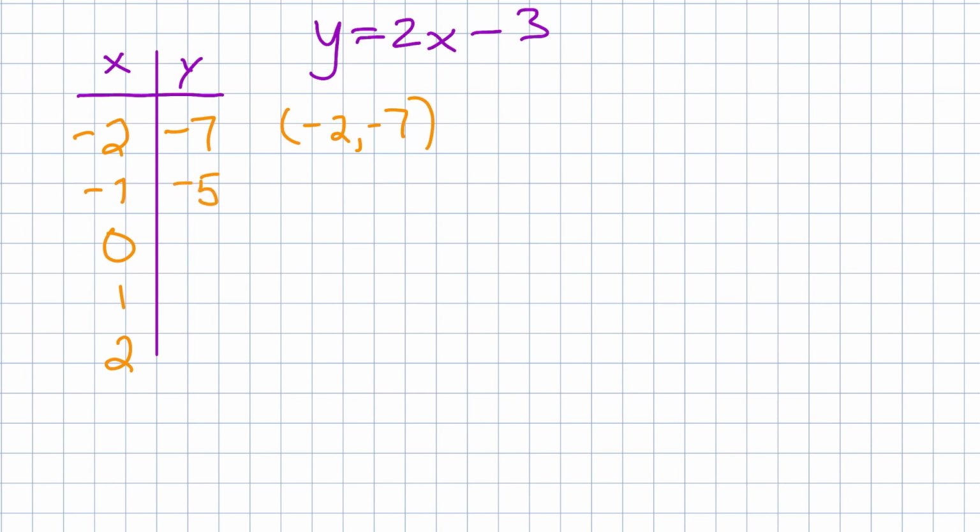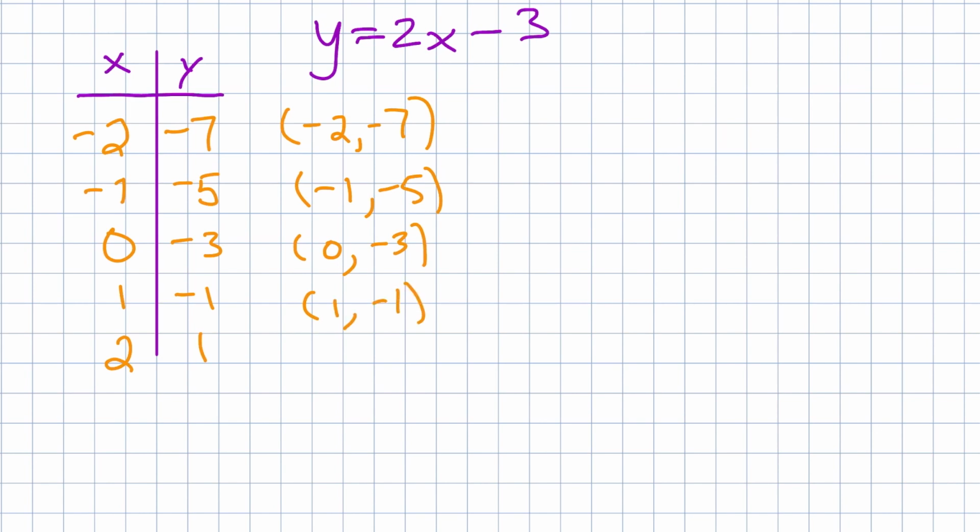When I plug in 0, 2 times 0 is 0, minus 3 is negative 3. When I plug in 1, 2 times 1 is 2, and 2 minus 3 is negative 1. And finally, when I plug in 2, 2 times 2 is 4, and 4 minus 3 is 1. So then on the right here, I'm going to write down all of my coordinates so they look like coordinates. So when I graph them, it's pretty easy to graph.